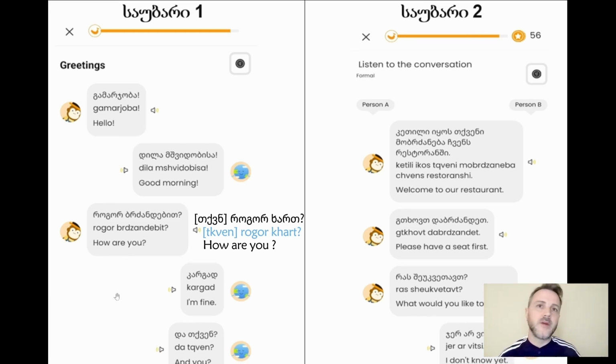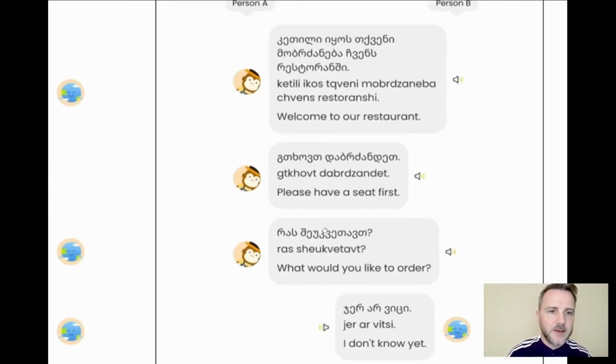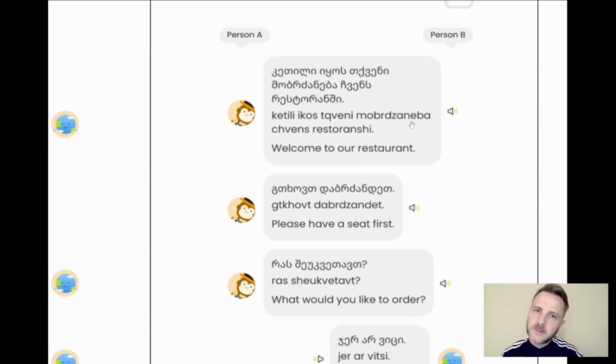That tkven, we've already learned. In our first slide, we're going to be looking at various sentences where BRDZANdebit simply substitutes synonymously with khart. So that will be quite interesting for us to look at. Then on the other side, we've got moBRDZANeba and this fixed phrase კეთილი იყოს თქვენი მობრძანება, welcome. Essentially, we're going to deconstruct that phrase. And then we've got a command. Please have a seat. daBRDZANdet.